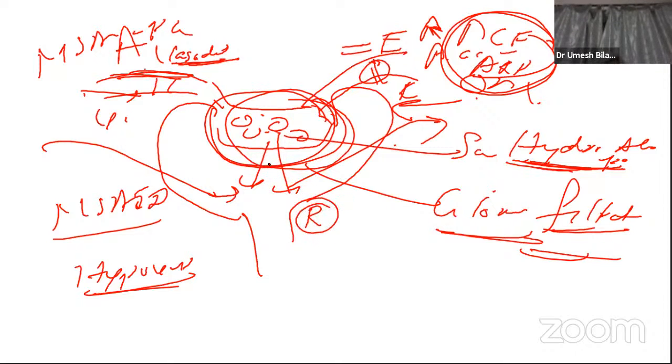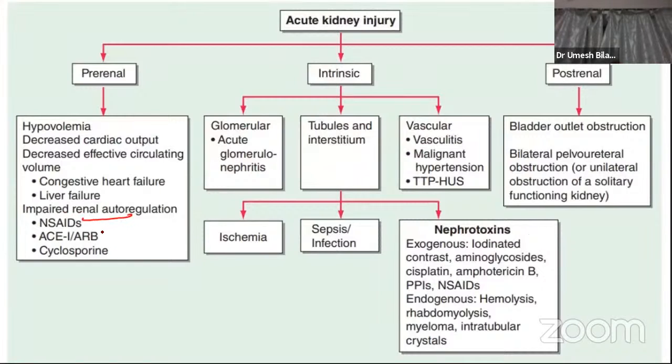I have a few more diagrams in the next slides. NSAIDs and ARBs, in a patient who has hypovolemia, may cause pre-renal azotemia, and similarly cyclosporin.